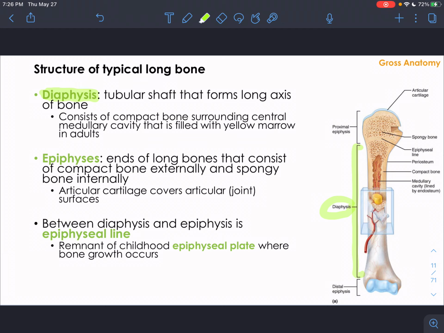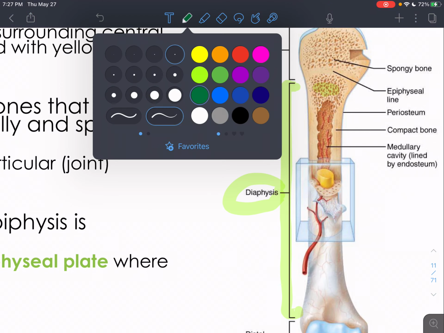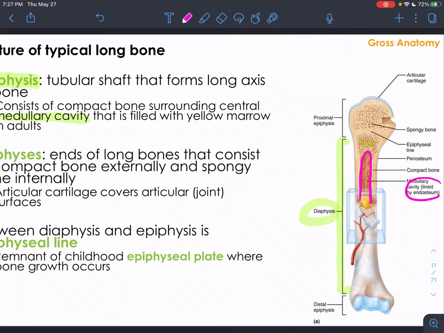It's going to be compact bone that surrounds, actually, on the ends you'll see spongy bone, but in the very middle you're going to see the medullary cavity. If I zoom in a little bit on this bone, you see in the middle of the diaphysis, you have the medullary cavity, which is this cavity here that is filled with yellow bone marrow. So the medullary cavity, yellow bone marrow, is going to be in the diaphysis.